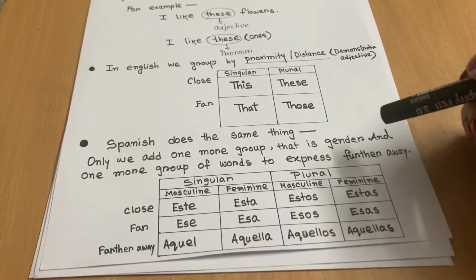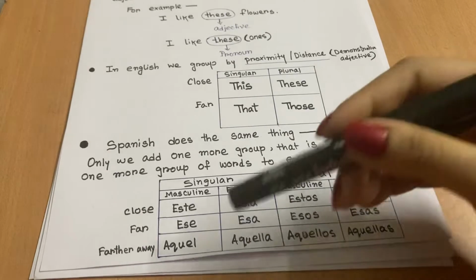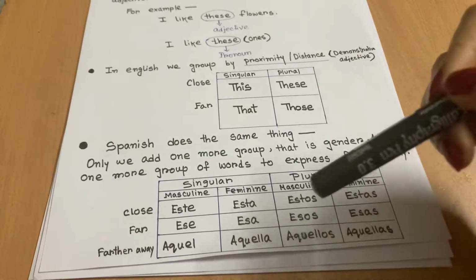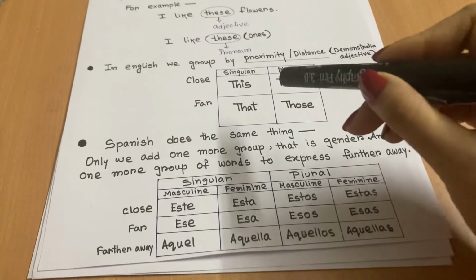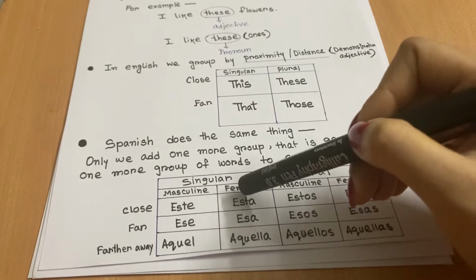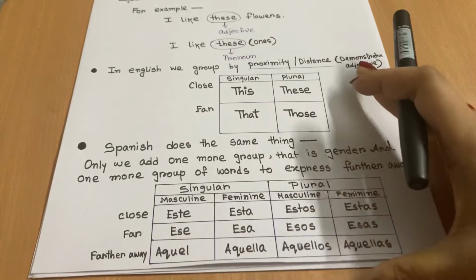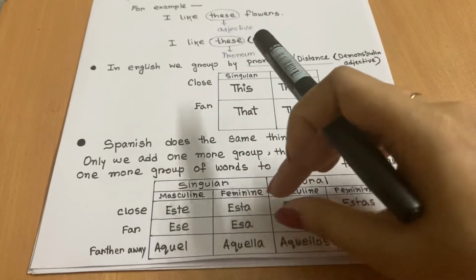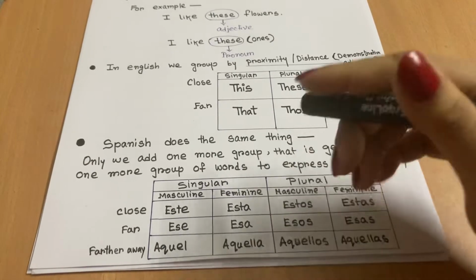That is gender, and one more group of words to express farther away. This part, farther away: aquel, aquella, aquellos, aquellas. So it always agrees with the number and gender. Please remember that. Now, one more thing I would like to tell you all: these words are very similar, especially these two parts. We tend to get confused with all these words.